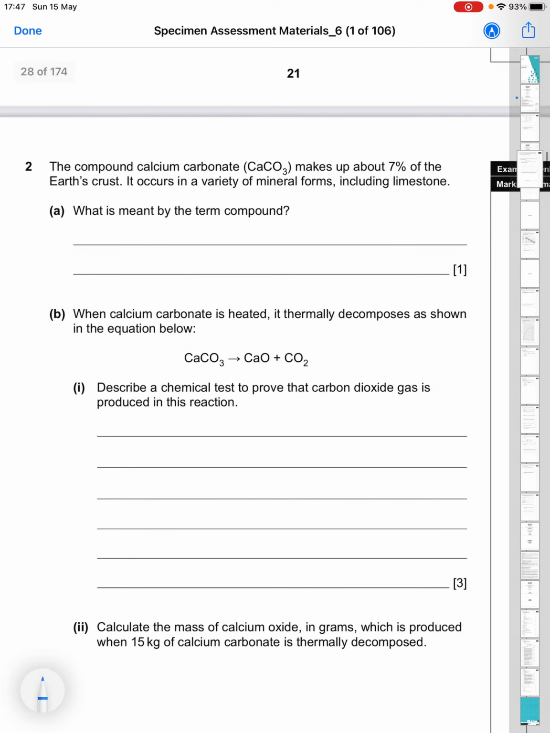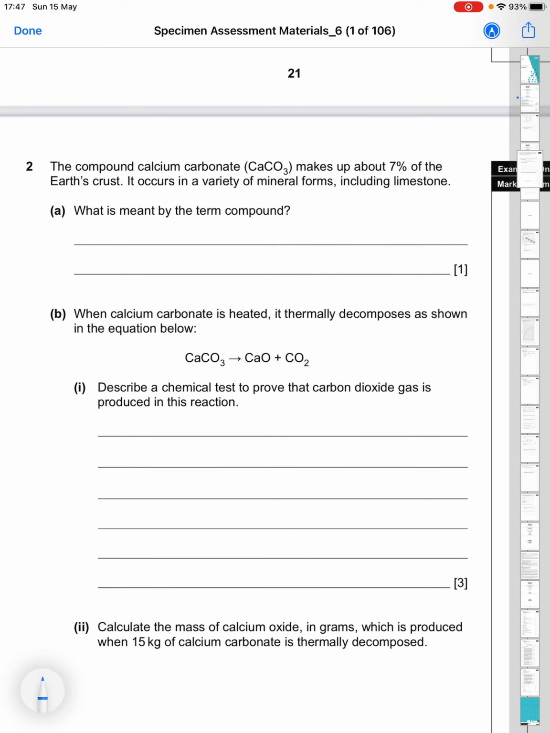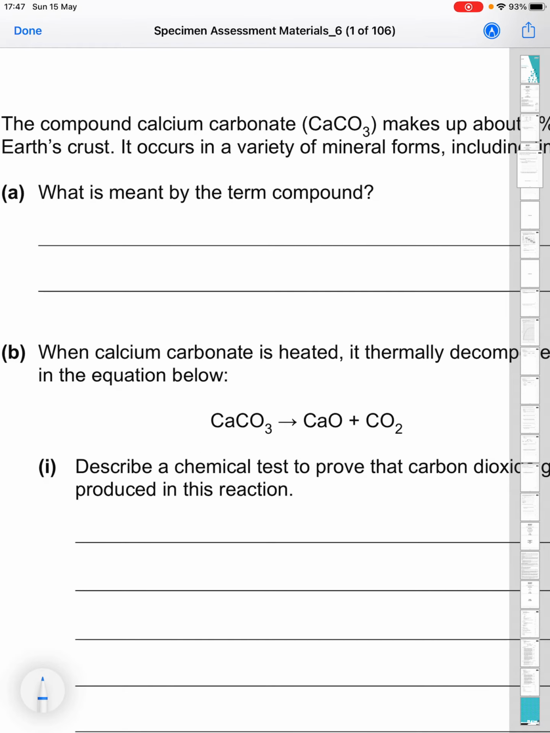Okay, question 2. The compound calcium carbonate makes up about 7% of the Earth's crust. It occurs in a variety of mineral forms, including limestone. What is meant by the term compound? Lovely question. So you're just going to say 2 or more elements chemically combined.